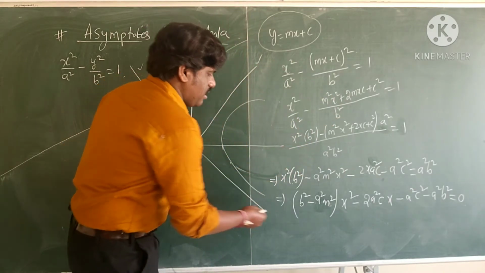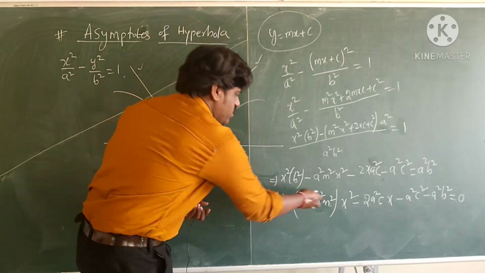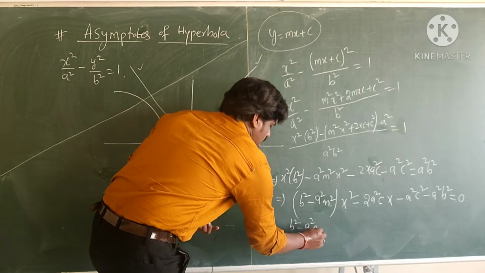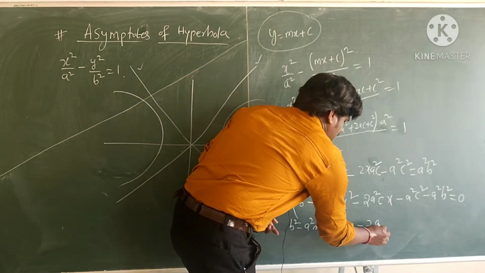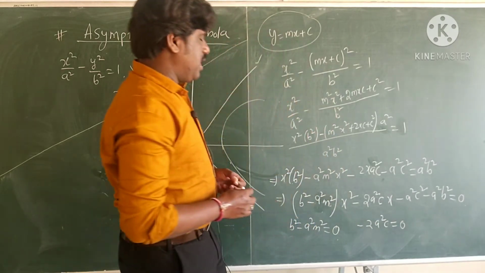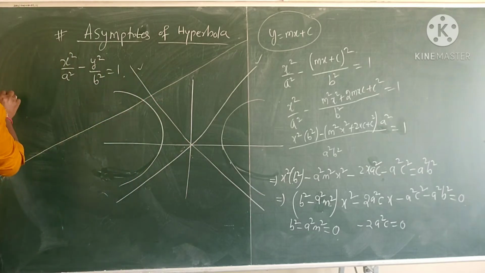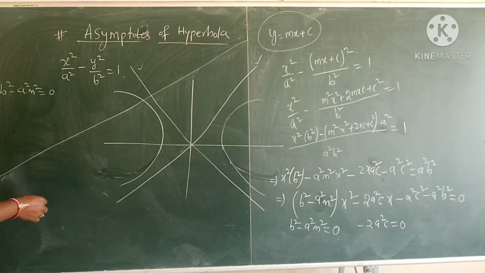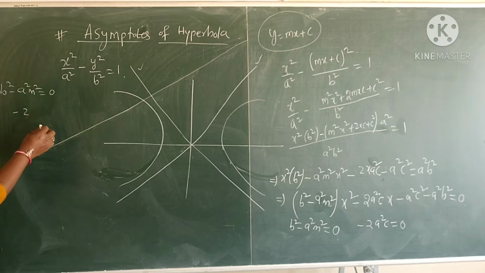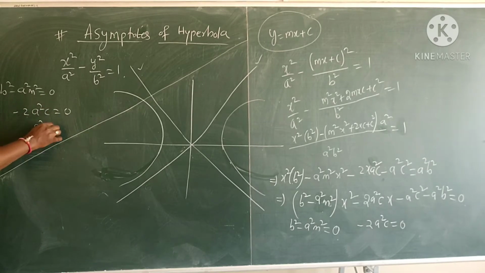So what will that be? It says that if both roots are infinity, then the coefficient of x square, that is b square minus a square m square, must be 0. Another one is minus 2a square c must be 0. Remember this: by this I can write b square minus a square m square is equal to 0. This is one I am getting, and another one I am getting is minus 2 a square c is equal to 0.